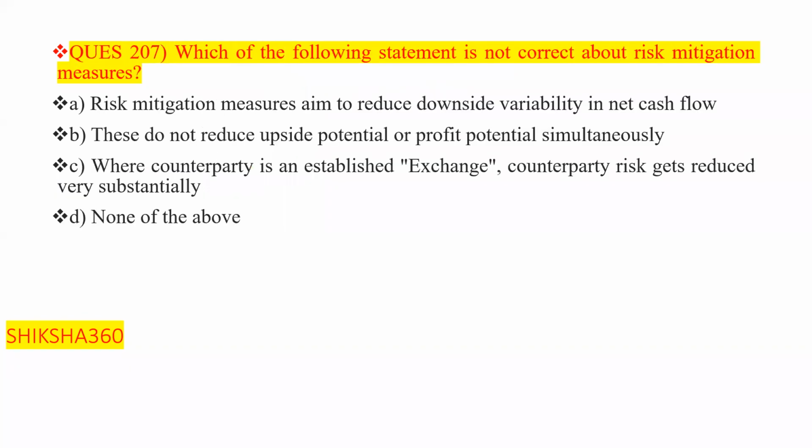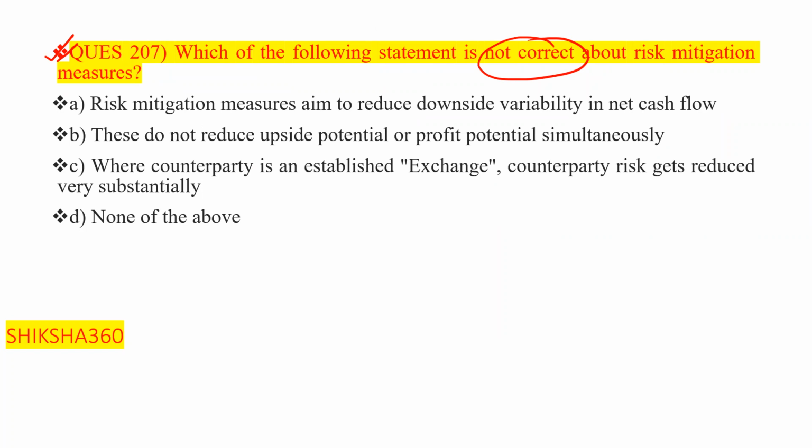Now move to the next one. Question number 207. Which of the following statements is not correct about risk mitigation measures?